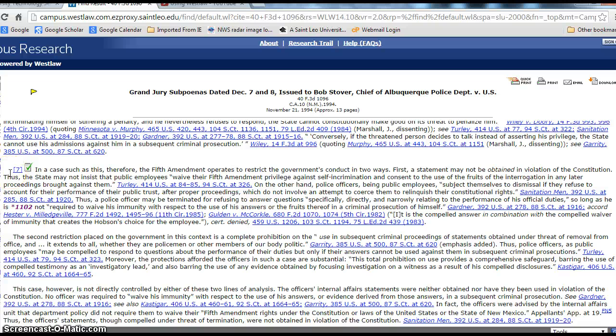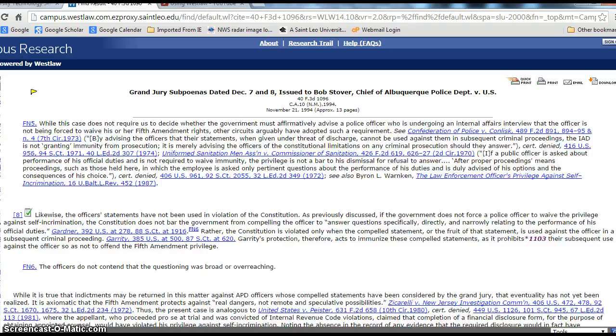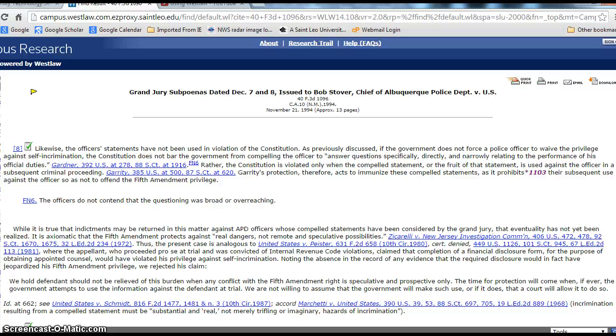And if number 7 also had to do with compelled testimony, you want to read that as well. So 6, 7, 8, 10, and 11 are all the parts of the case that you want to scroll down to and read those headnotes to figure out what the court was deciding with respect to compelled testimony in this case.